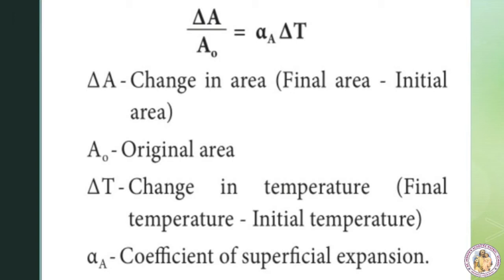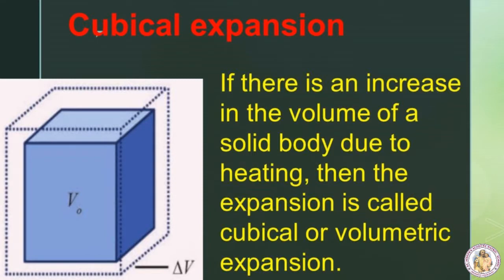In the same way, the SI unit of the coefficient of superficial expansion has no area unit, only temperature: Kelvin minus 1. What is cubical expansion? Already we saw two expansions. Linear expansion is change in length, superficial expansion is change in area, and cubical expansion is change in volume. If there is an increase in the volume of a solid body due to heating, then the expansion is called cubical or volumetric expansion.